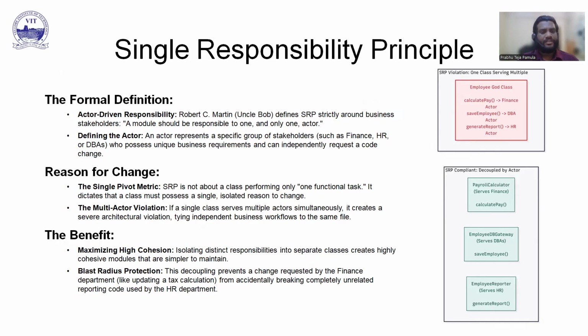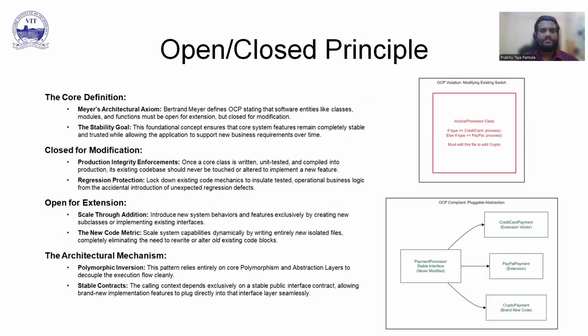The benefit: maximizing high cohesion. Isolating distinct responsibilities into separate classes creates highly cohesive modules that are simpler to maintain. Blast radius protection: this decoupling prevents a change request by the finance department, like updating a tax calculation, from accidentally breaking completely unrelated reporting code used by the HR department.